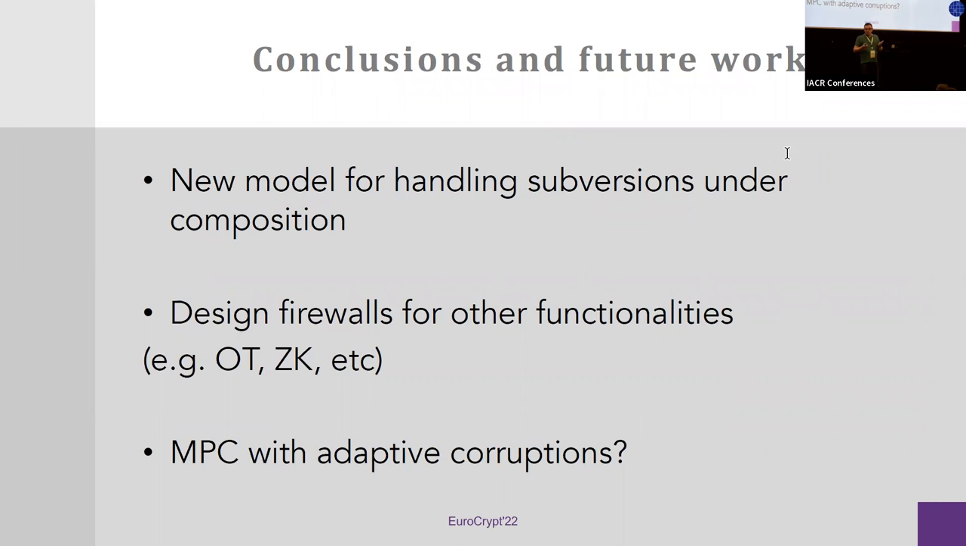Concluding, we proposed this new model to handle subversions and their composability. What else can be done here is what other functionalities we can build firewalls for, like OT, zero knowledge, etc. Can we get more efficient MPC, or MPC with adaptive corruptions, or what are the possibilities? That's all I have, guys. Thanks.